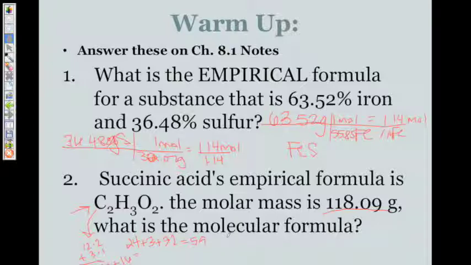Now, if I take my molar mass, or my molecular mass, or my formula mass, and I divide by empirical mass, I get my multiplier as 2. I'm going to multiply this whole carbohydrate by 2 to get my real formula for succinic acid, C4H6O4. Now, hopefully you can remember all this. We shall see.